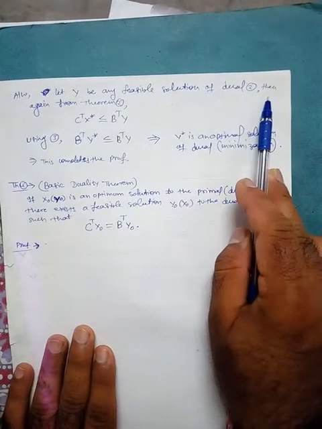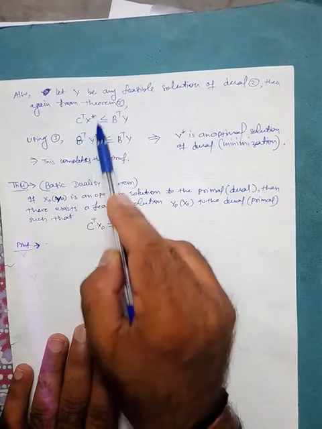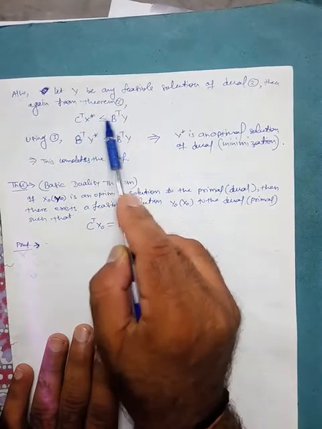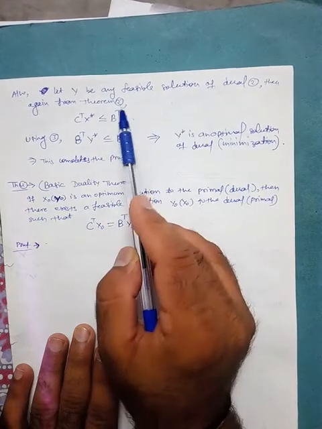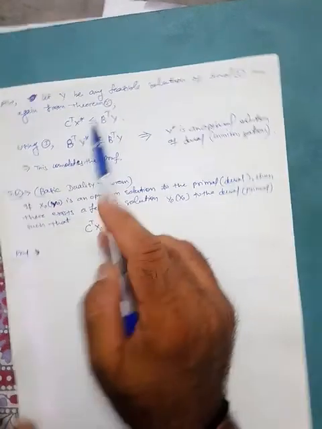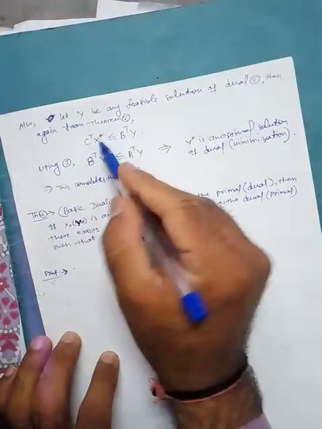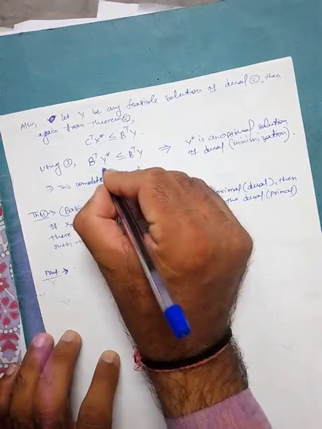Similarly here, let y be any feasible solution to the dual. And then again from equation number 2, C transpose of, now we have taken the specific solution of the primal x star. This is less than or equal to B transpose of y. y is any feasible solution of the dual. But using third again, C transpose of x is B transpose of y. So just replace this quantity by this. So hence we can say that y star is a specific solution.